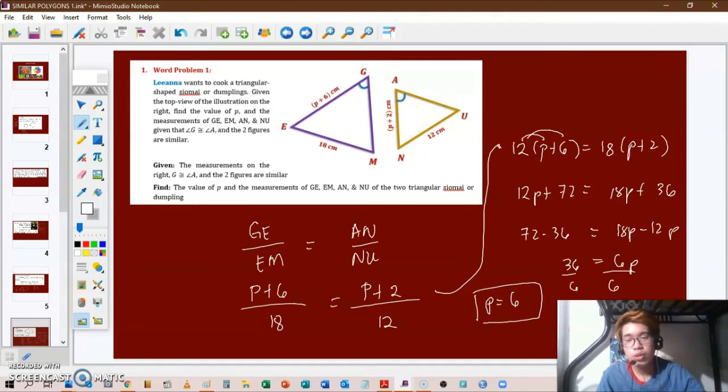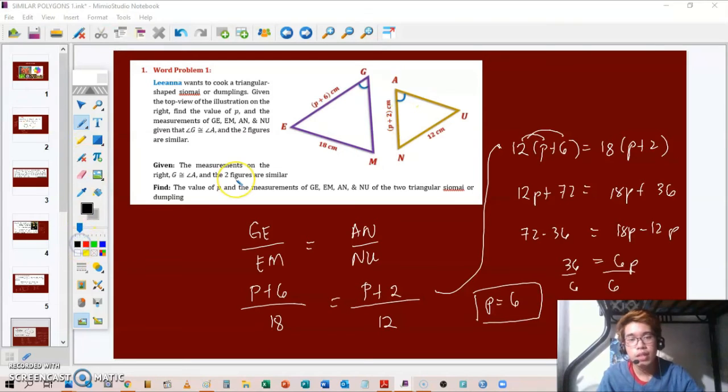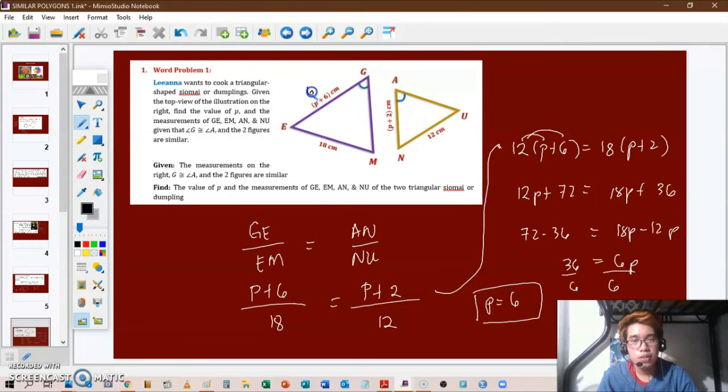And from here, we're just going to substitute the value of 6 for P. So 6 plus 6, therefore EG is equal to 12 centimeters. And this is 6 plus 2, so this becomes 8 centimeters. Okay, so there you go. We have the value of EG, or GE, and then AN, and we also have EM and NU, and the value of letter P, which is equal to 6 centimeters.